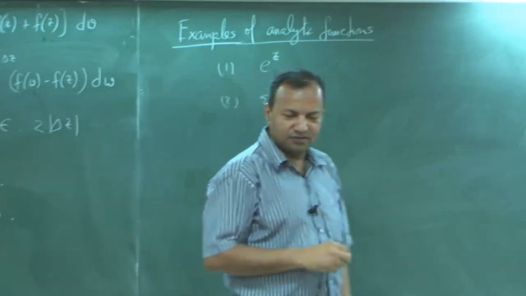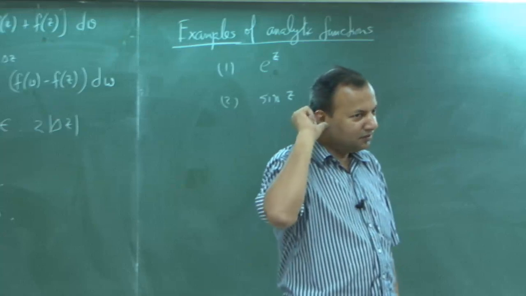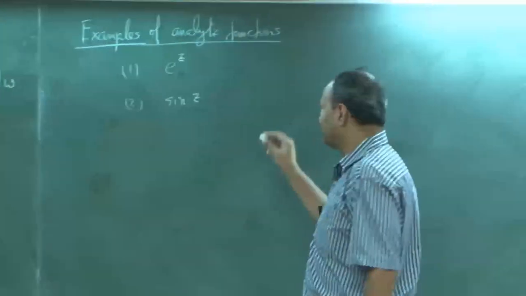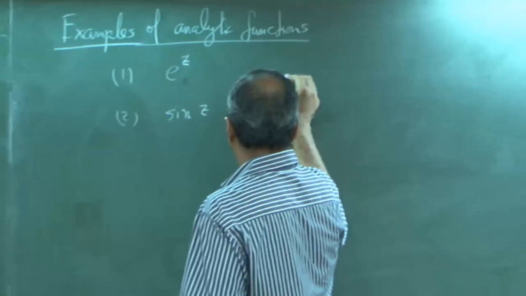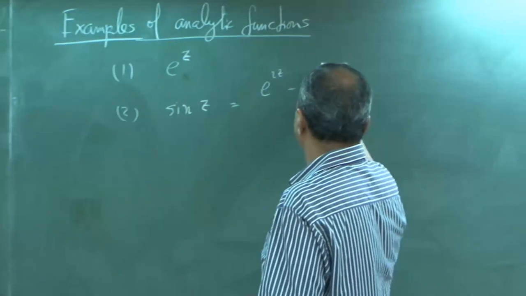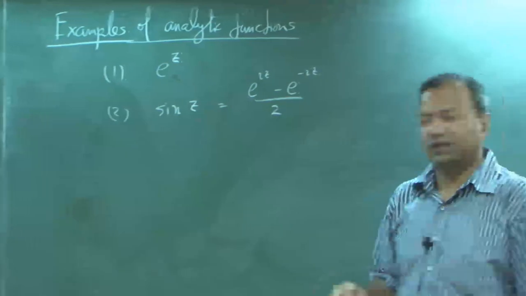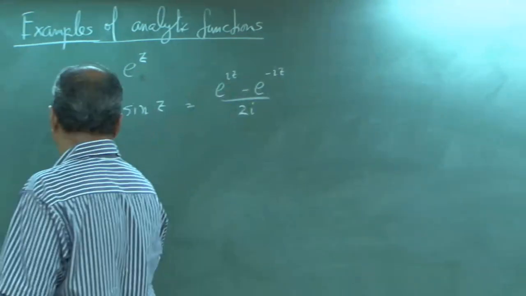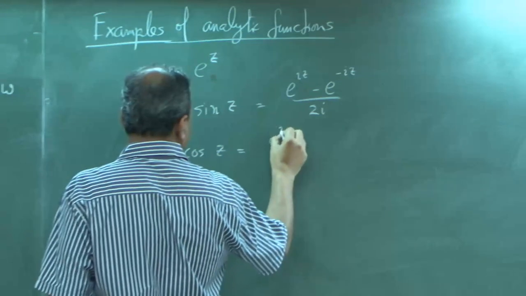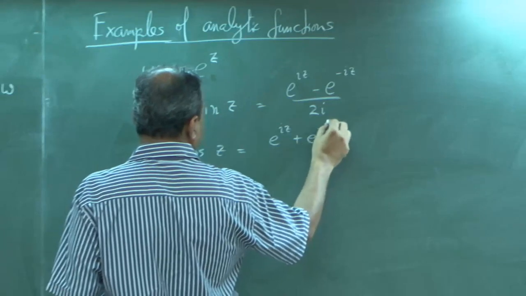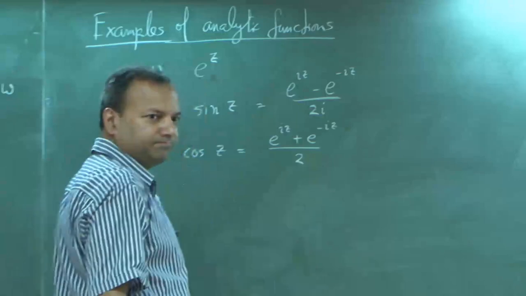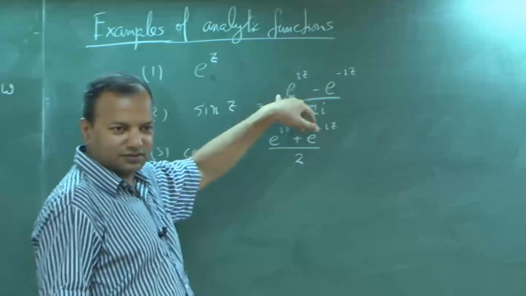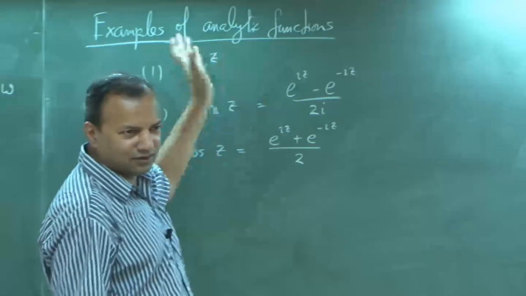sin z. Okay, what's the definition of sin z, by the way? z is a complex number. Right, so that's the way to define sin actually: e to the i z minus e to the minus i z divided by 2i. Similarly, cos z is e to the i z plus e to the minus i z divided by 2. The fact that they are analytic follows essentially from the fact that this is analytic. e to the i z is the same as e to the z, it makes no difference.